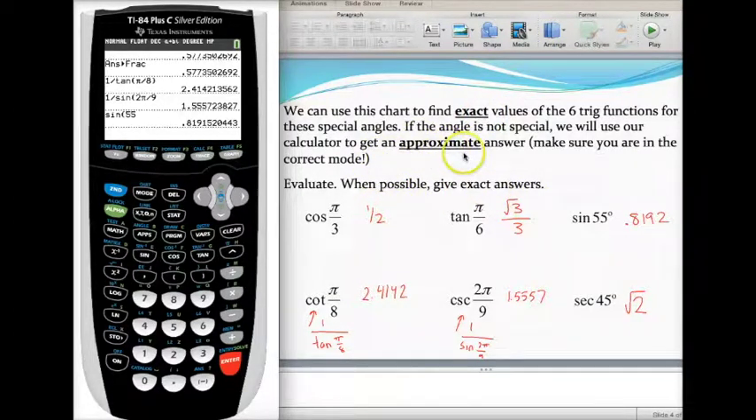Okay, so again, just be careful about when you're using your chart to find exact values, when it's okay to use a calculator, and just check what mode you're in and how to get those reciprocals typed in. So there's a lot to kind of keep in mind as you go about evaluating trigonometric functions.